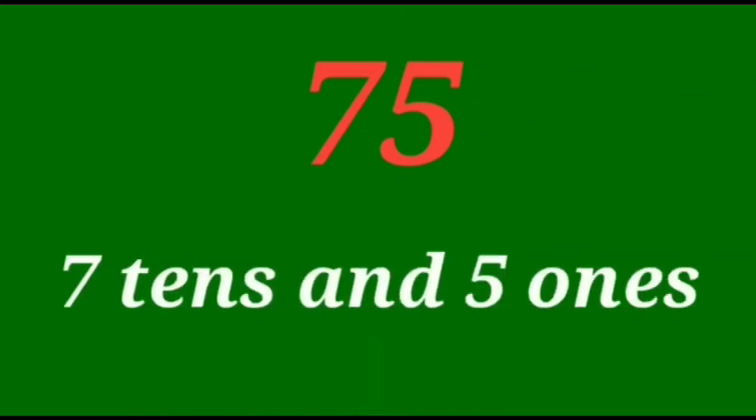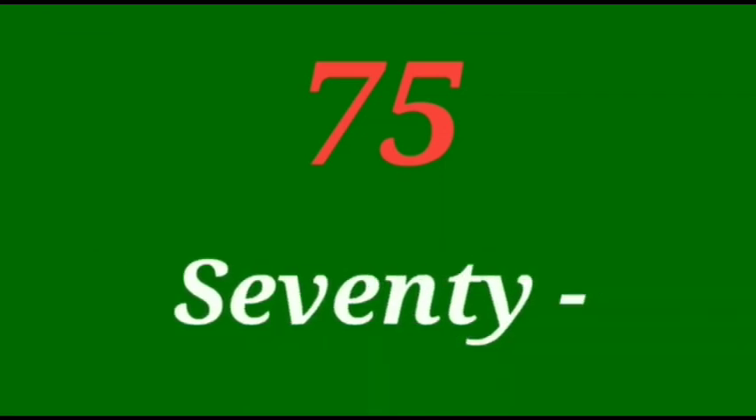Take other number, children. What is this number? 75. How many tens and ones are there? 7 tens, 5 ones. What is the number name of 75? S-E-V-E-N-T-Y, 70, F-I-V-E, 5, 75. Here we have to put a hyphen between 70 and 5. Before number of 75 is 74. And what is the after number of 75?